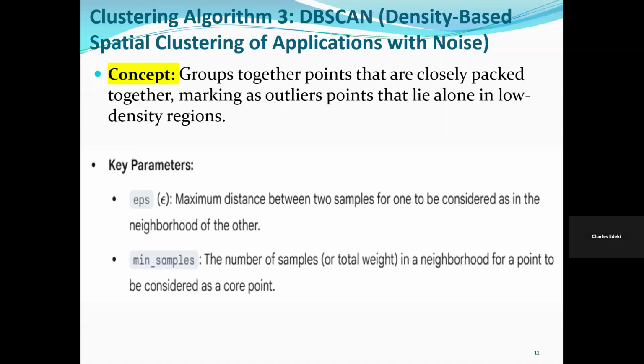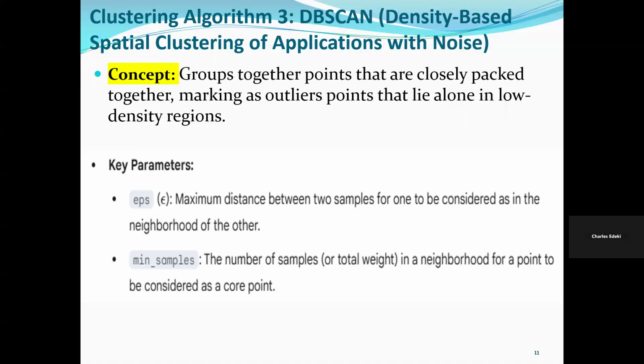Now, in this concept, we have a few parameters that we have to consider. The key parameters are only two of them. Epsilon is the maximum distance between two samples for one to be considered as in the neighborhood of the other. Normally this defines the radius of the neighborhood around a point. Yeah, that's a good way to say it.